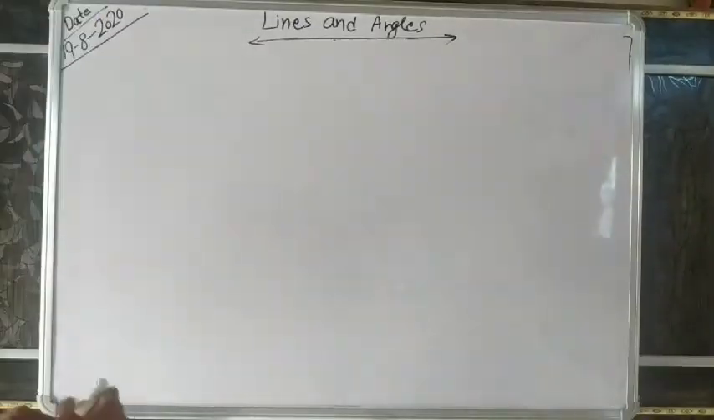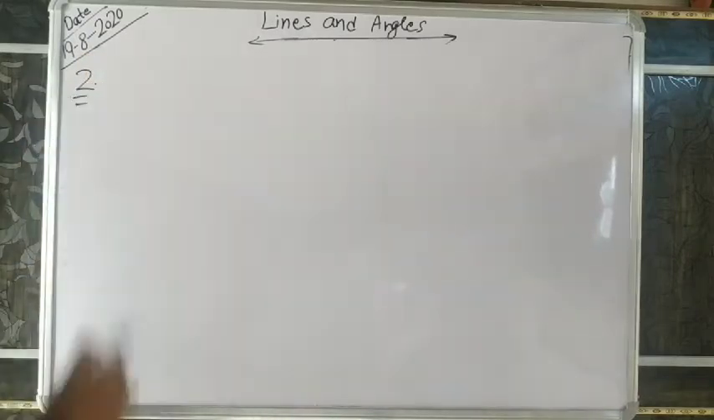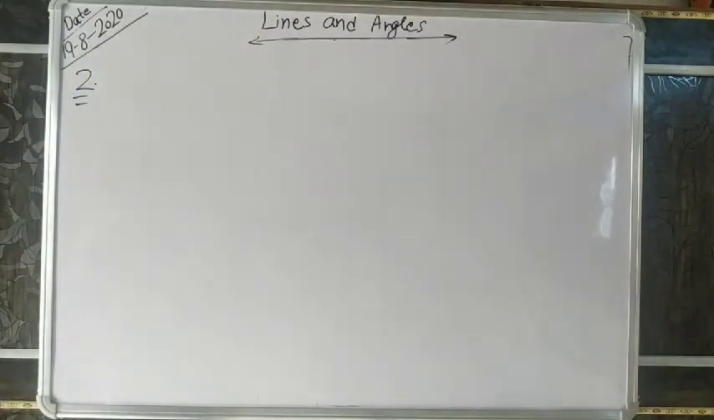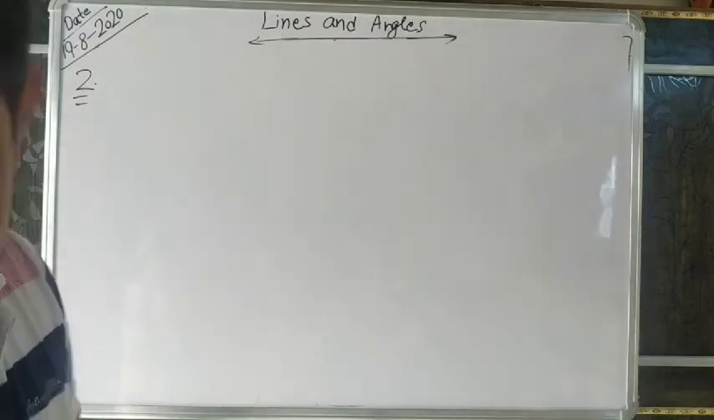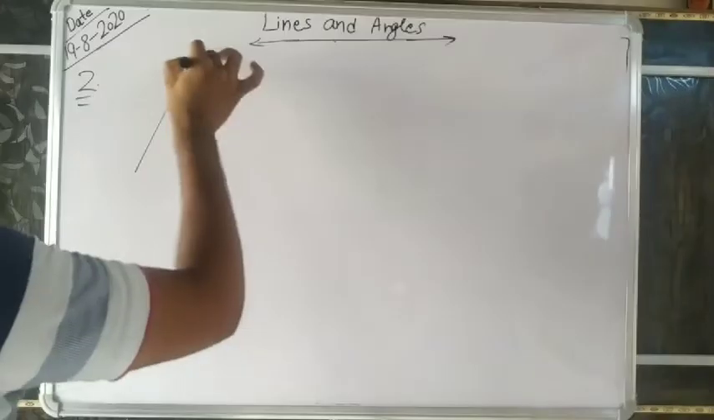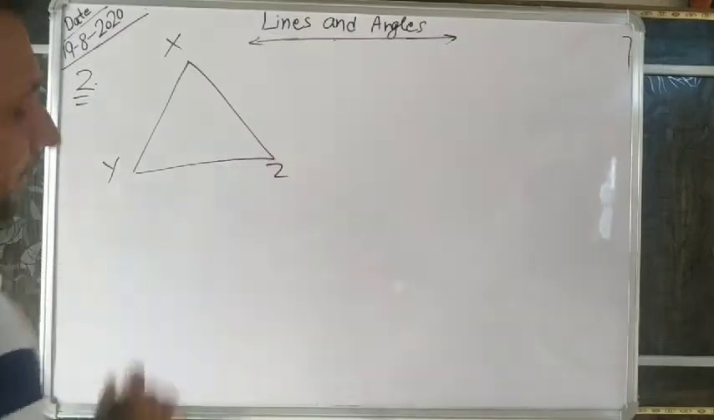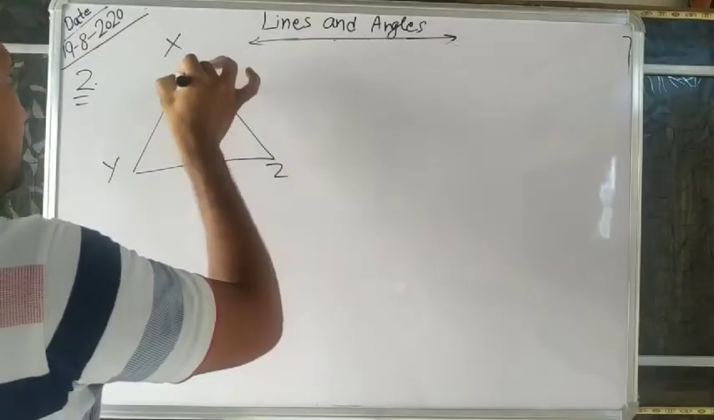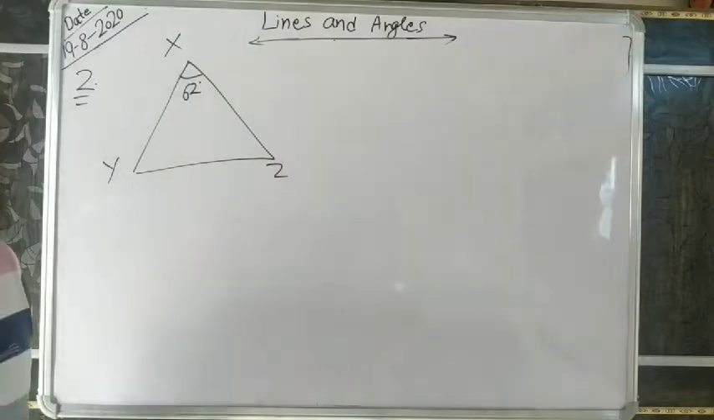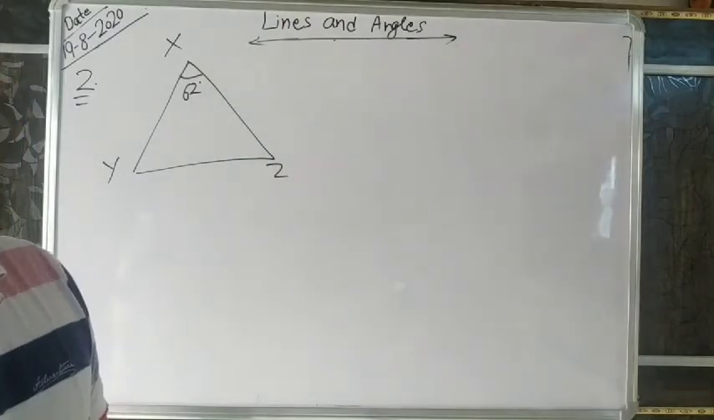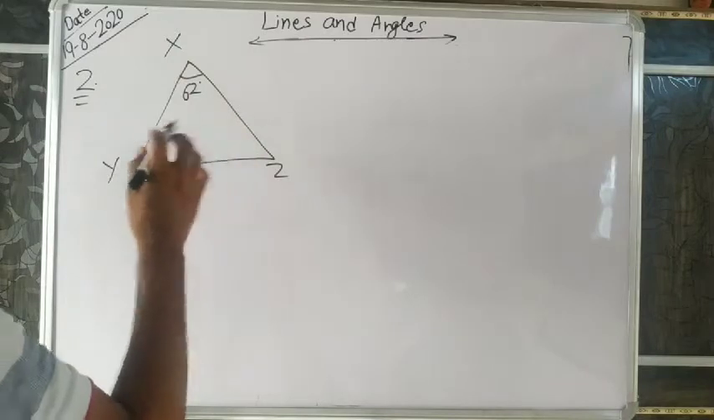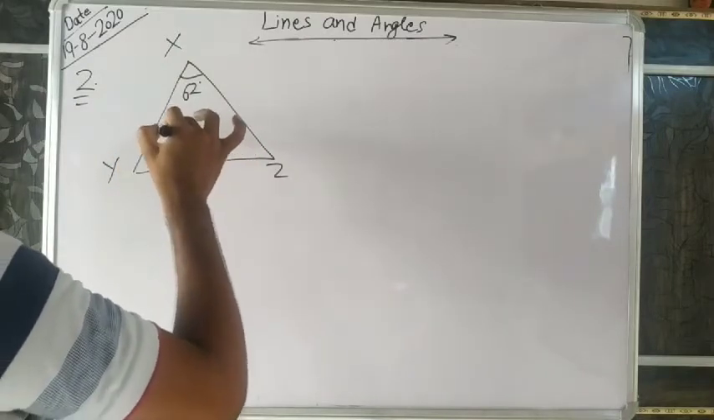Next question is second. Second is in figure 6.40. Angle X is 62, and in a triangle XYZ, so the triangle is given, XYZ. Angle X is 62 given. Yes. Next is angle XYZ. It is 54 given.